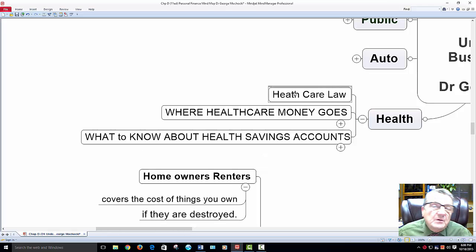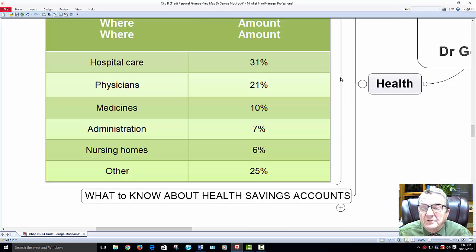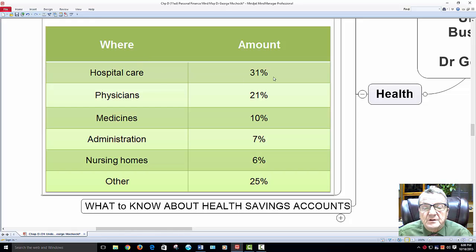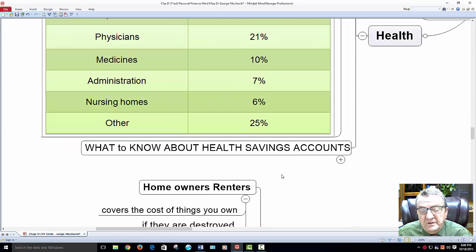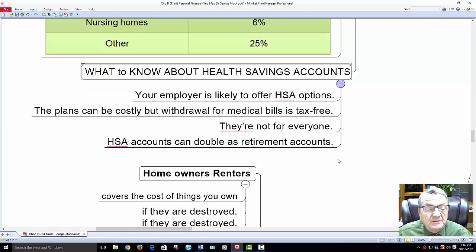Okay. Now, health. Healthcare laws have changed. You have to have the insurance for certain things. Where does healthcare money go? If I'm looking at this, hospital care 31%, physician 21%, medicine 10%, administration 7%, nursing home 6%, and other 25%. I don't know what the other is about.